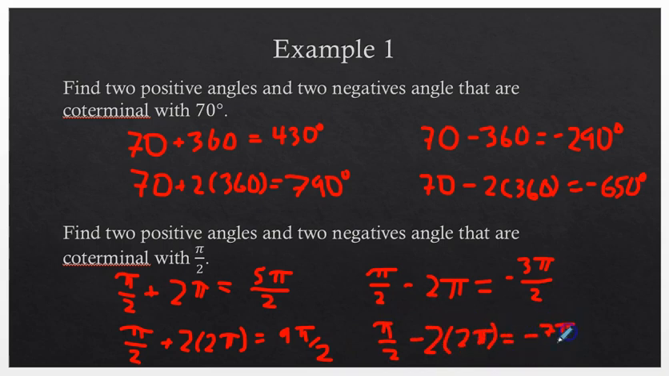So those are just a couple examples of coterminal angles for 70 degrees and pi over 2, but there are actually an infinite number of them, because I could have done pi over 2 plus 3 times 2 pi, pi over 2 plus 4 times 2 pi, pi over 2 plus 5 times 2 pi, etc.